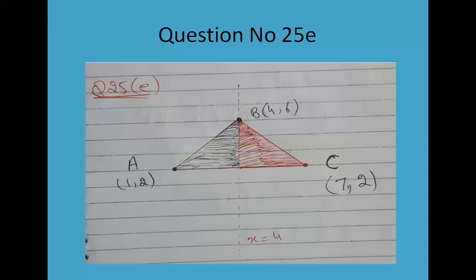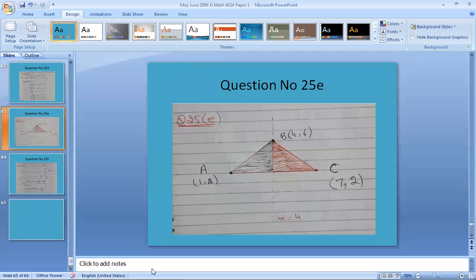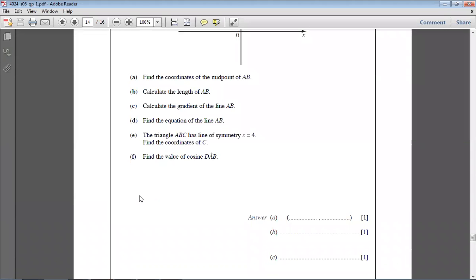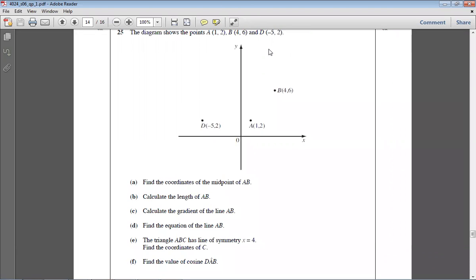Okay, now this question needs to be read. Question number 25, part E: the triangle ABC has a line of symmetry which is x equals 4. So I will draw a line here, x equals 4. They say find the coordinates of C, because this is the line of symmetry x equals 4. So how much is A on the left side? Here the x will be 4, here the x is 1, so this is 3. So 3 on the same height on this way.